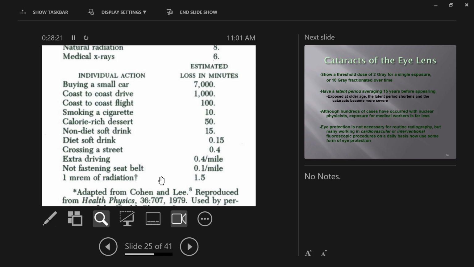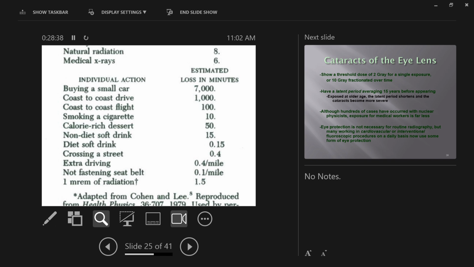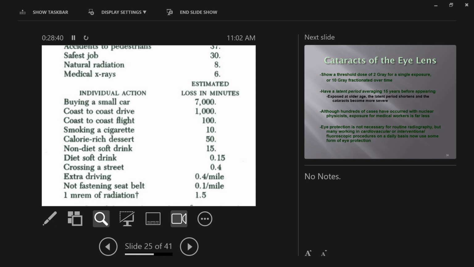The reason why we gave you all these other ones that are kind of funny, like crossing the street, not fastening your seatbelt, buying a small car, is so that you can see that there are other things that are much, much, much more risky, like smoking a cigarette, than getting a little bit of radiation exposure, okay? Because we talk about radiation, we make it seem really harmful and scary, and it kind of is in some ways, but there are many other things that are way more risky than being around radiation, than using radiation in our medical applications.